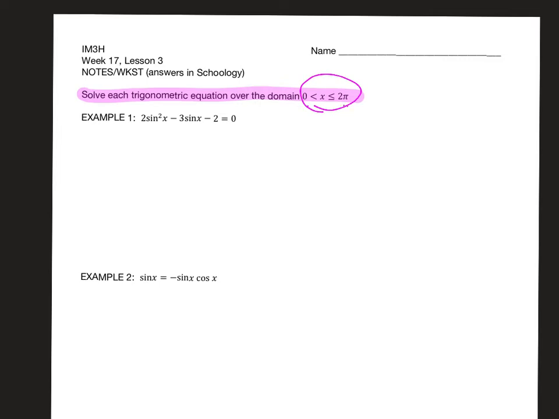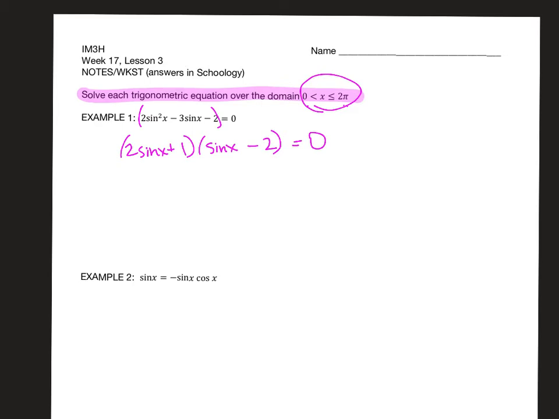Now, this lesson very heavily depends on how you did on lesson 2, meaning you're going to have to be able to factor each of these in order to solve. For example, number 1 right here, I'm going to factor the left. It's a trinomial. It does factor. Take a moment or two, see if you can figure out what it factors to be. But it's 2 sine x plus 1 multiplied by sine x minus 2.